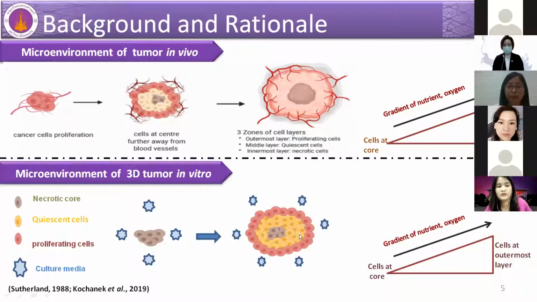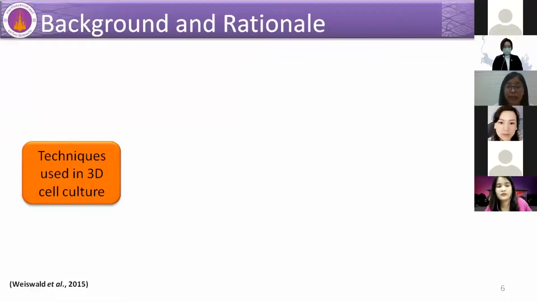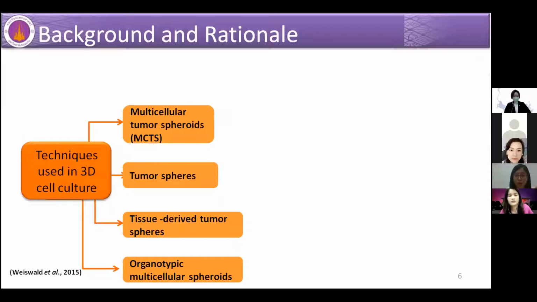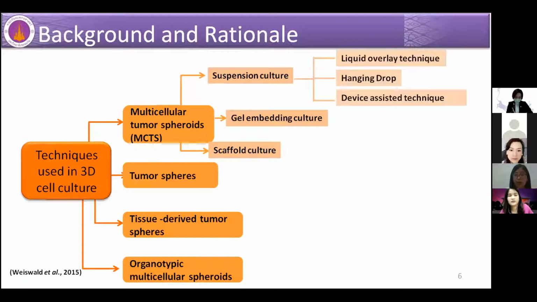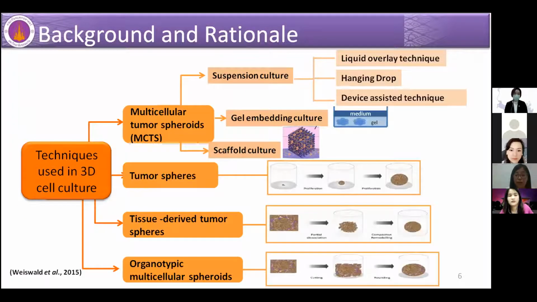Now, to have a look at the techniques to carry out 3D cell culture, we need to understand 4 types of spheroids. Let me remind, a spheroid is a well-rounded 3-dimensional tissue. The first one, multicellular tumor spheroids, or MCTS, has 3 techniques, and the suspension culture, the first one, is further divided into 3, which I'll explain later in my next slide. We have gel embedding culture, scaffold culture, and the rest of 3.